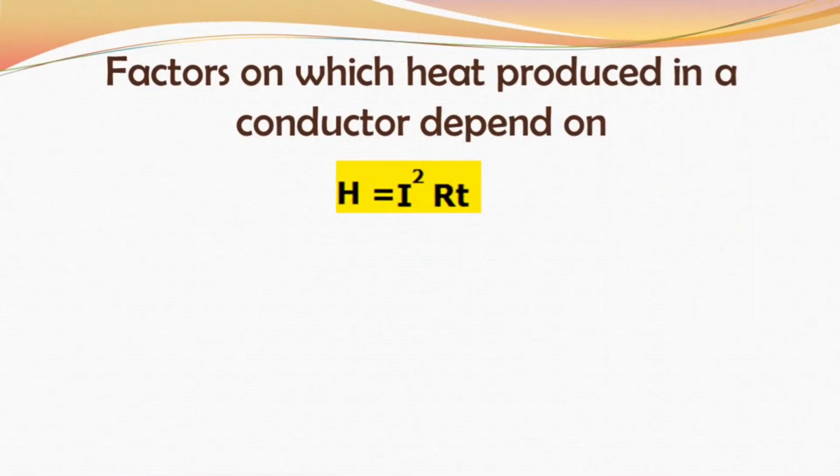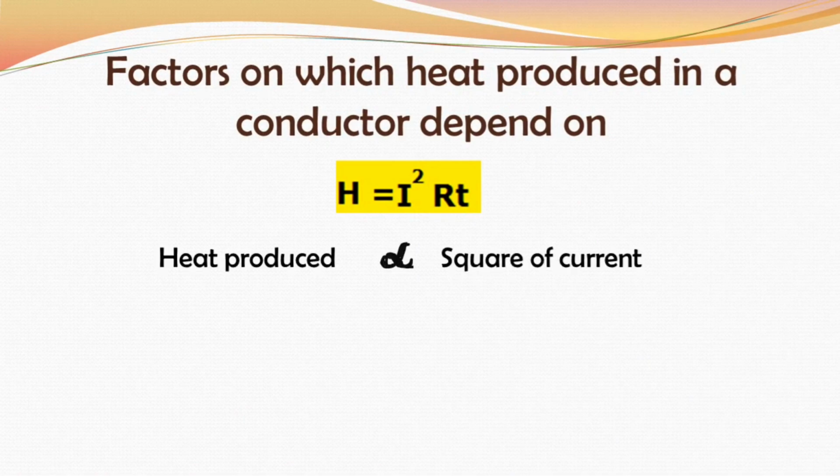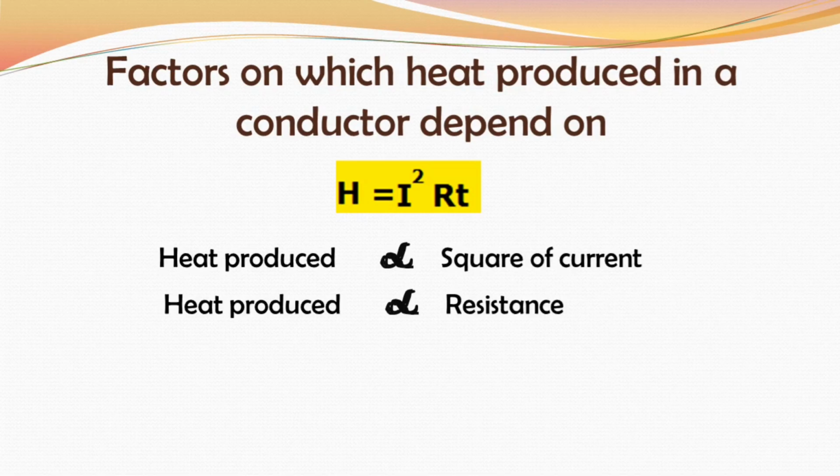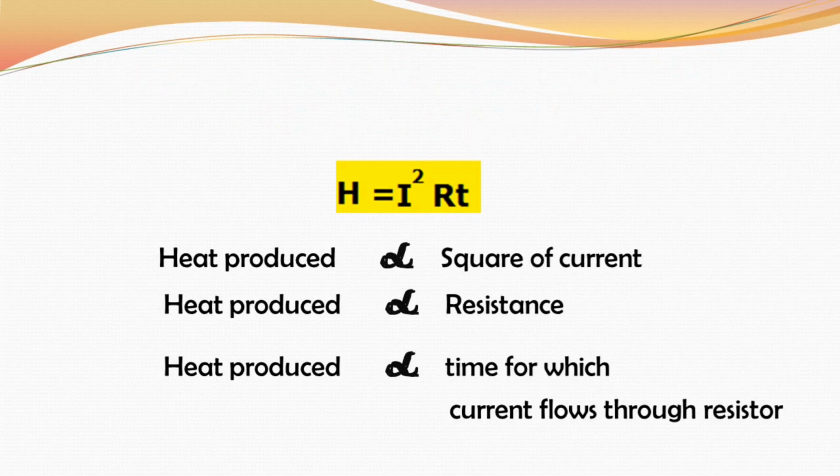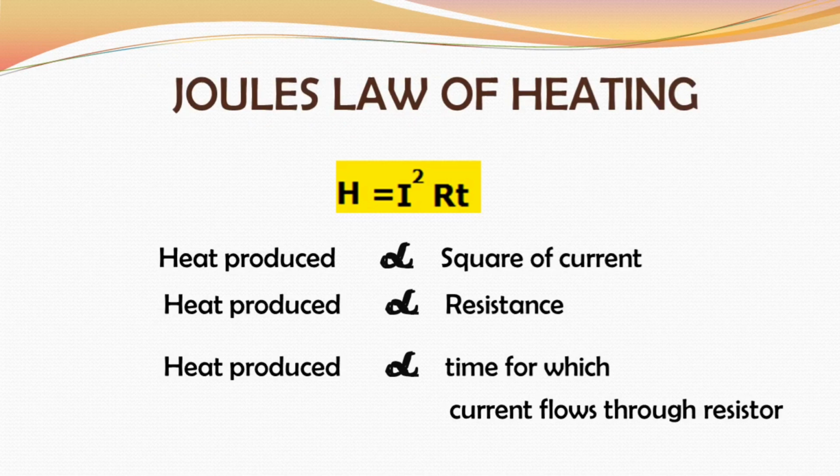From the formula H = I²Rt, it is clear that heat produced in a wire is directly proportional to the square of current, resistance of wire and time for which the current is passed. The formula H = I²Rt gives us the heat produced in joules when a current of I ampere flows in a wire of resistance R ohms for time t seconds. This is known as Joule's law of heating.